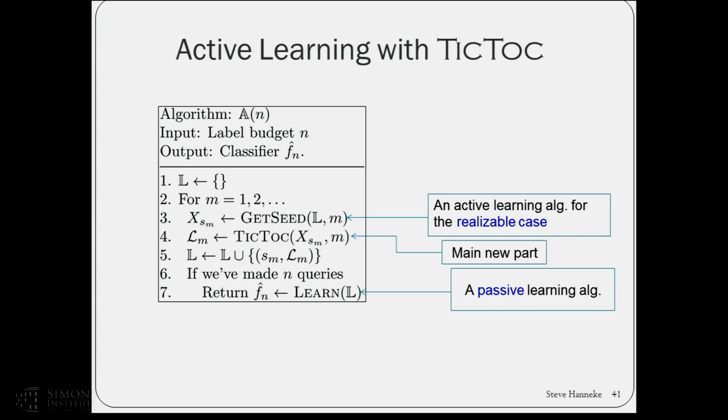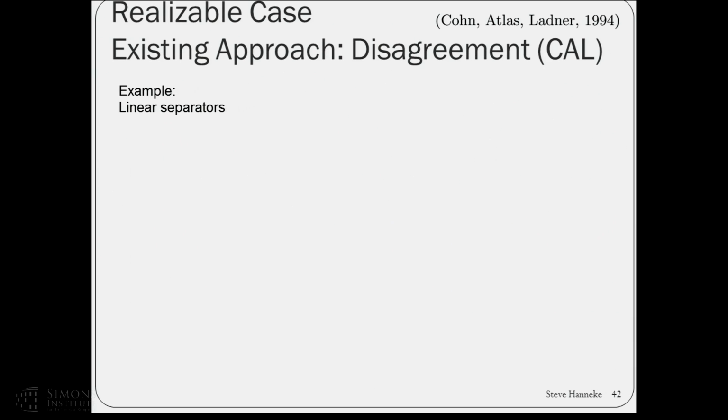OK, so mostly we're going to focus on the new part. But just in order to describe how this algorithm functions, I better define for you an algorithm for the realizable case. And for that, we'll just pick the simplest algorithm for the realizable case for active learning. This is a disagreement-based approach due to Kahn, Atlas, and Ladner. We call it CAL from their initials. And just for illustration purposes, I'll describe it in terms of linear separators. But you should keep in mind that everything I'm saying holds for general arbitrary concept spaces.